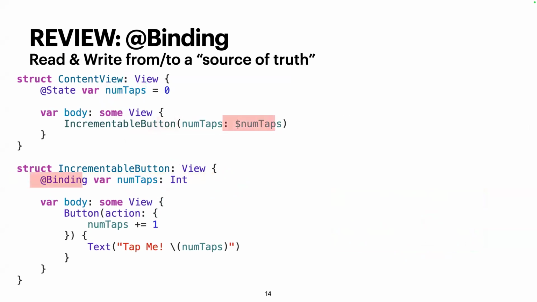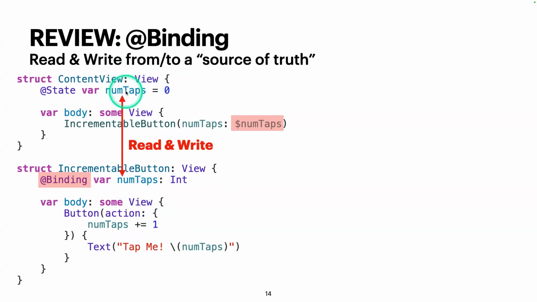Cool. So the solution to this is that we create a binding. Instead of annotating this numTaps with an @State property wrapper, we do it with an @Binding. What this does is that this numTaps within IncrementableButton has not only read permission, so we can get the value of numTaps here, but we can also write back to it. So whenever I click on this button right here, numTaps += 1 will actually increment this numTaps by 1.